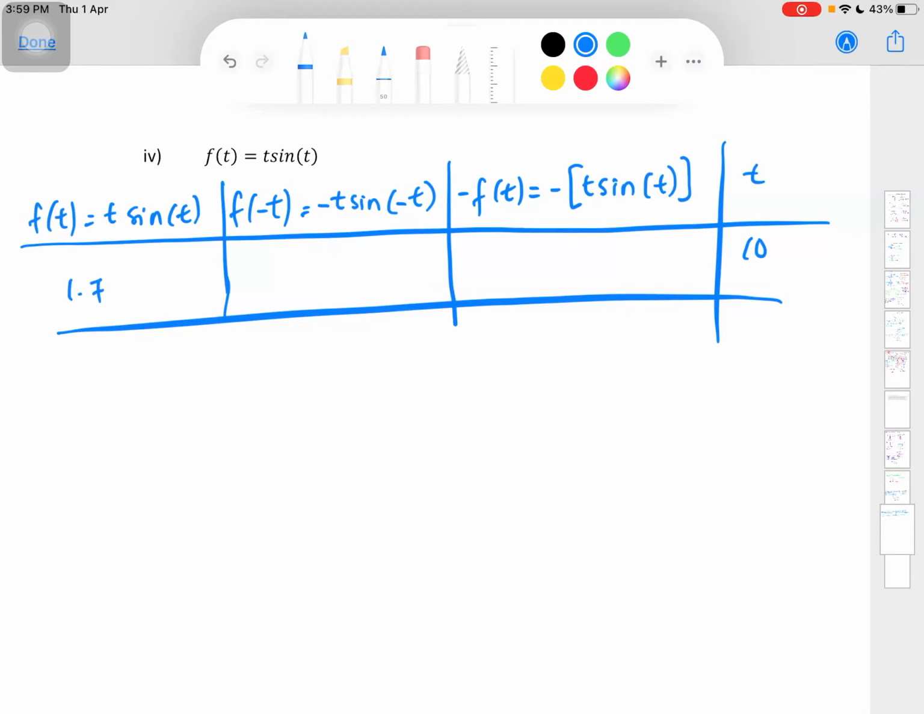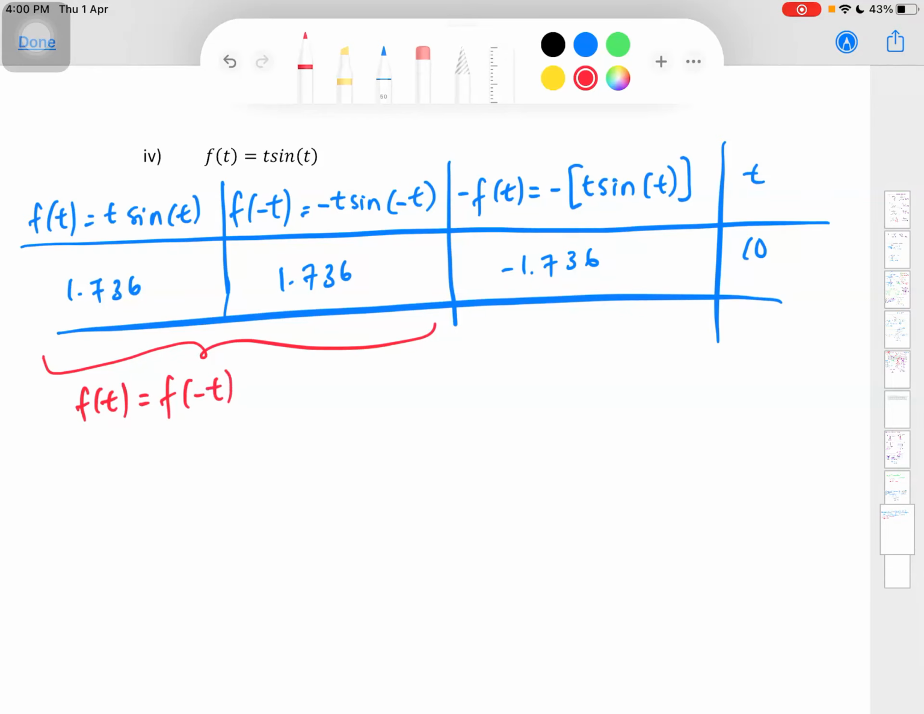1.736, and then we have minus 10 multiply with sine of minus 10. 1.736. And we have minus 10 multiply with sine 10. Here it's 1.736. Okay, so we can see that this part are equal, which is f of t equals to f of minus t. So we have an even signal.